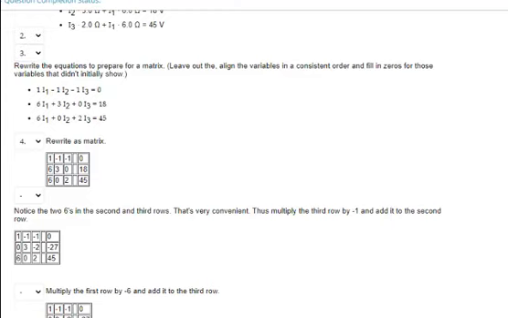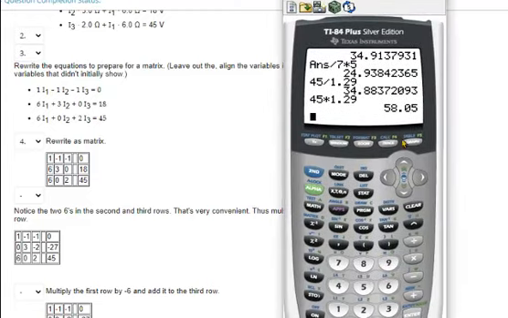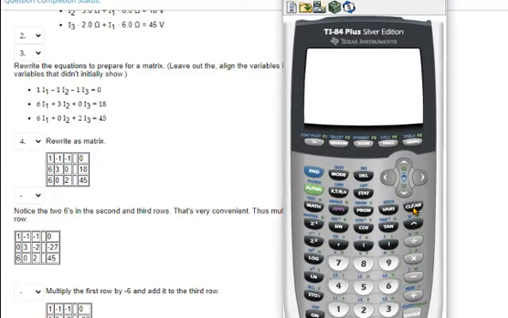Trying to find it. There he is. There it is. Apparently I did something before. I'm going to go to second matrix. There we go. Go over to edit. I want to have a 3×4 matrix. Plug in these numbers. So 1, -1, -1, 0.